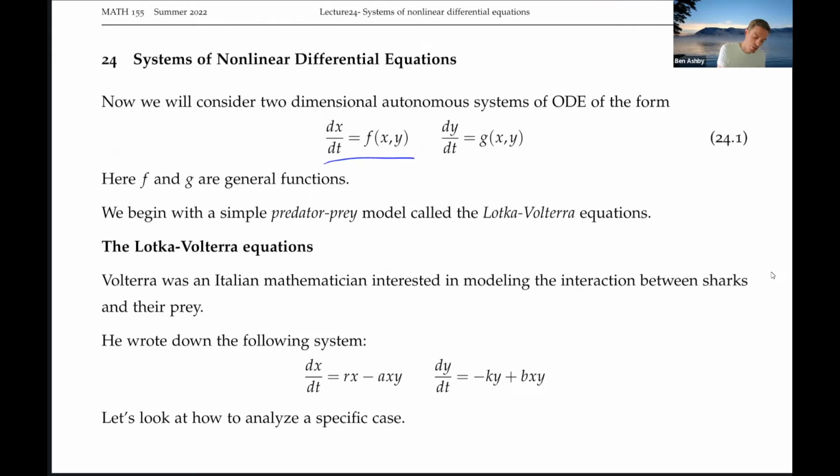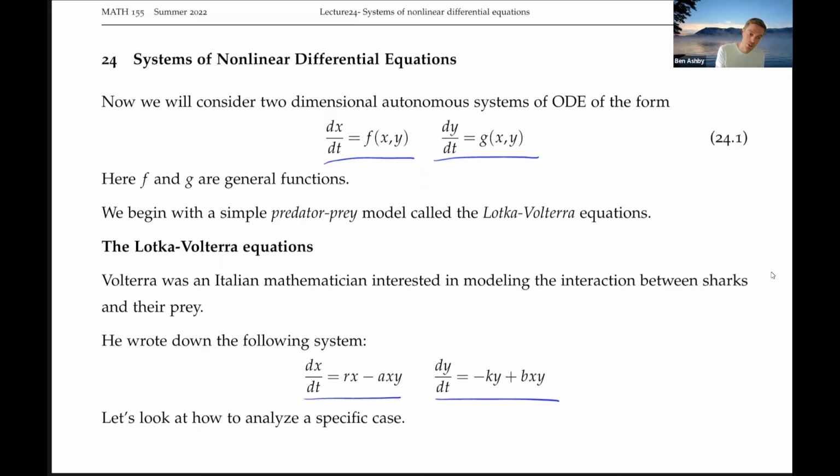So if we have our general system, which is a 2D autonomous system, dx/dt is equal to f of x, y, where f is just some function of x and y, and dy/dt is some function g of x, y. Then we can write down a particular type of predator-prey model, which is called a Lotka-Volterra model, where dx/dt is equal to rx minus axy, and dy/dt is equal to minus ky plus bxy.